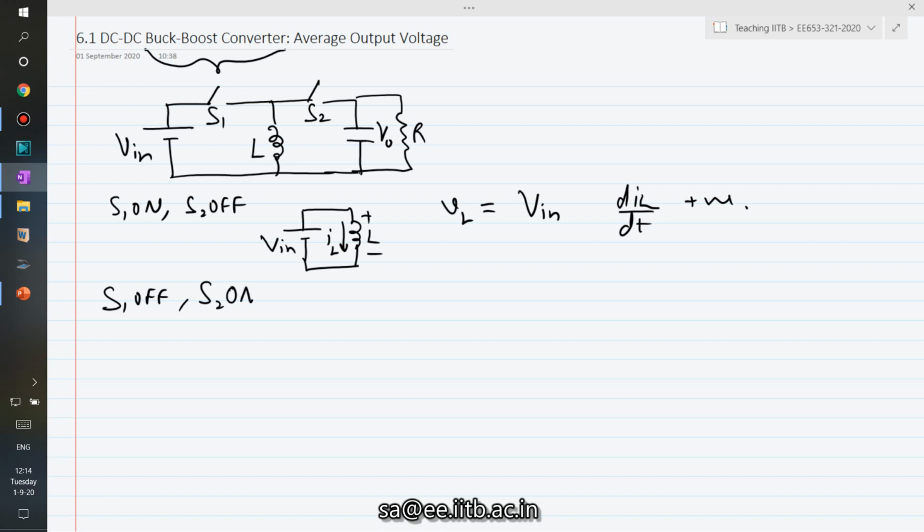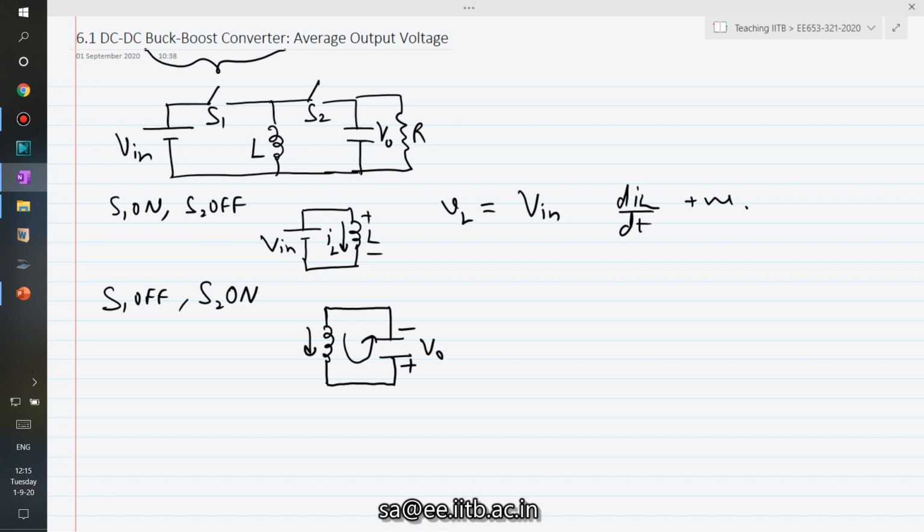When S1 is off, S2 is on. In that case, the inductor current would continue to flow in the same direction, and it would flow in this direction, and it would charge the output capacitor from the reverse direction. In the usual buck or boost converter, we saw that the inductor would charge the capacitor from top. In this case, the inductor would charge the capacitor from bottom. So the voltage that will get developed because of this inductor current is going to be of reverse polarity.